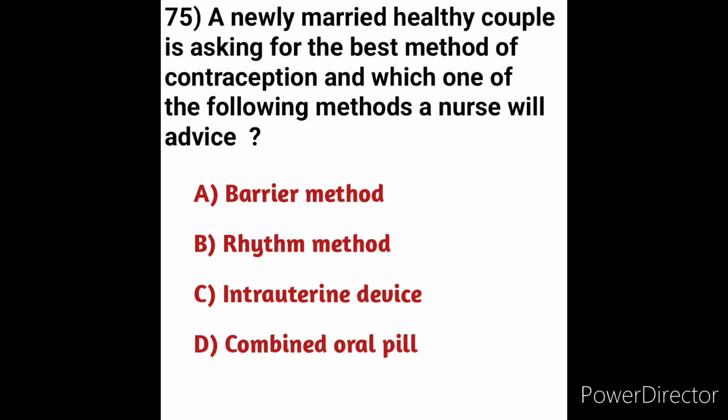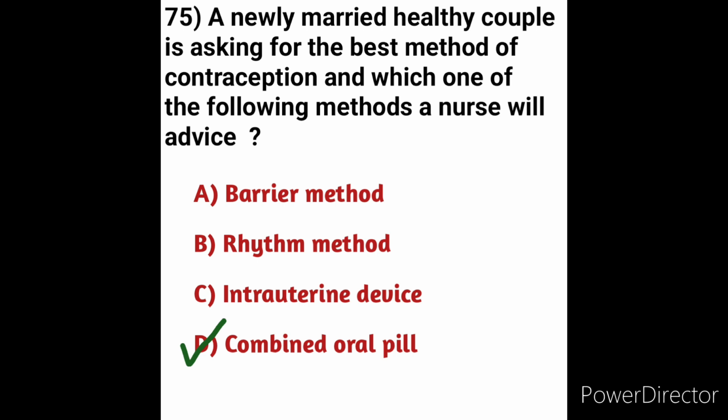The perfect use effectiveness rate is above 99 percent, but they have to remember to take the pill at the same time every day. If they miss a day or take it at a different time, it reduces the effectiveness of the oral pill. Here option D is the correct answer. Combined oral pill is the best method of contraception for a newly married healthy couple. Oral contraceptives are medicines taken by mouth to prevent pregnancy, also called birth control pills. These are the best contraception pills for newly married couples. So here option D, combined oral pills, is the correct answer.